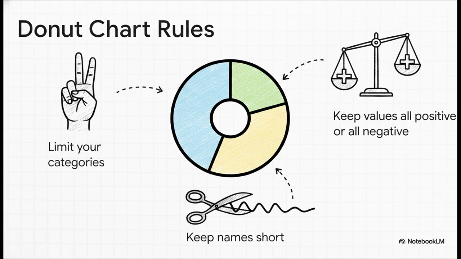To avoid that exact disaster, you want to stick to these golden rules for donut charts. First, fiercely limit your categories to just a handful. Second, ensure your values are either all positive or all negative. Mixing them up completely destroys the visual proportions of the chart. And finally, keep those naming conventions short and sweet so you don't crowd the visual space.